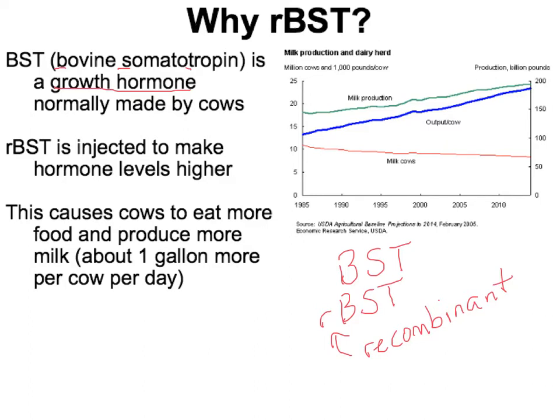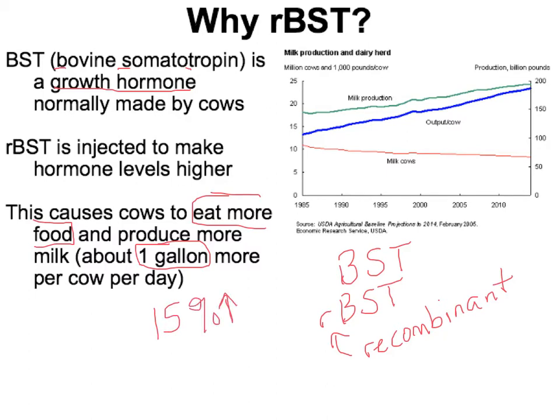Now, what happens to a cow that's injected with recombinant BST? That causes the cows to eat more food, and it causes that food to go to the mammary glands where the milk is made, so that the cow produces more milk. And it's estimated that a cow is going to produce about a gallon more milk per cow per day. And normally, a cow makes about 7 or 8 gallons of milk per day, so this is going to boost that up by about 15%.